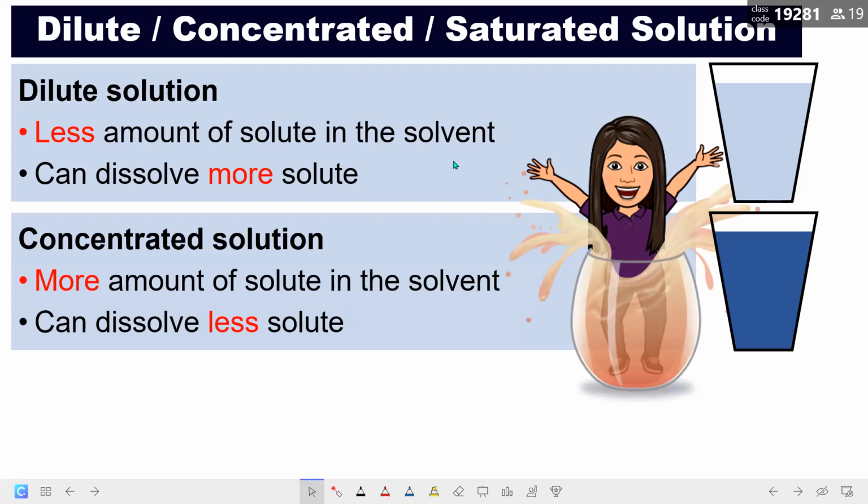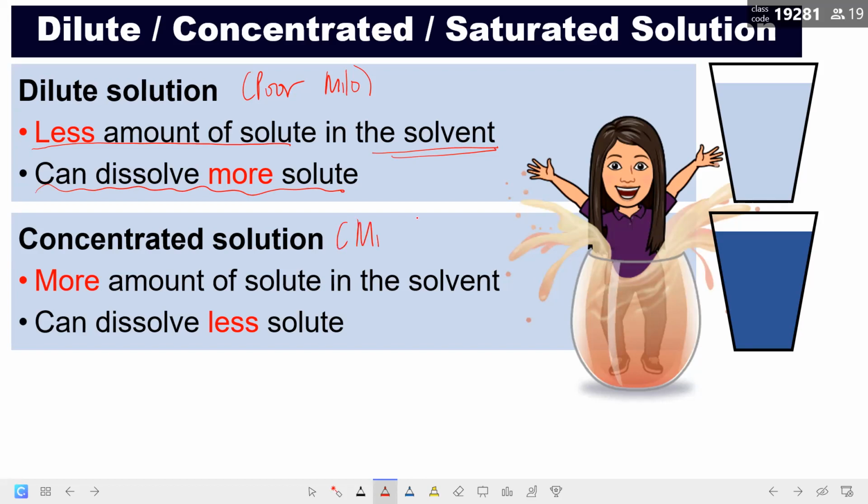Okay, so a dilute solution is when you've got poor Milo. Take note, I've got a very little amount of solute in that solvent. So I can dissolve more solute. It's as though you cannot taste any Milo there. All right. Be careful if you're like me, you can get instant diabetes if you take too much Milo, but I try not to take too much.